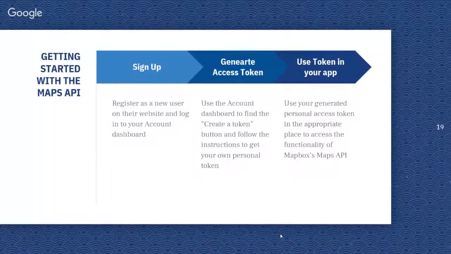Now, I prepared a small list of steps that you need to take when you decide to start working with the Maps API. Firstly, you need to create your personal profile on Mapbox. Once you've done that, you have to find your account dashboard. This is located in your account menu. So, in the account dashboard, you should look for the Create a Token button, and once you find that, you have to go through the setup wizard to generate an access token.